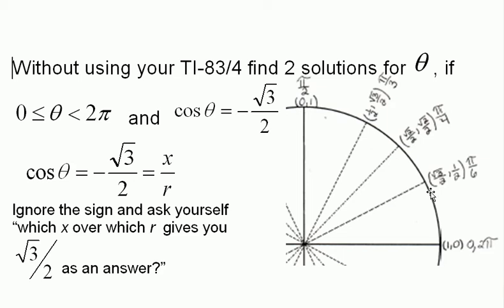I move on to the next special angle in the unit circle, pi over 6. The x is root 3 over 2. The radius being in the unit circle, of course, is always 1. So the x value divided by 1 is root 3 over 2, exactly the angle we are looking for. So we have found out that my reference angle is pi over 6.